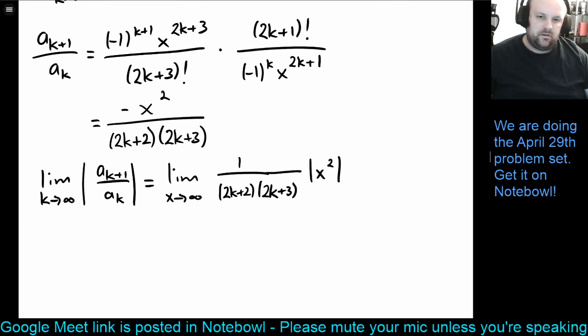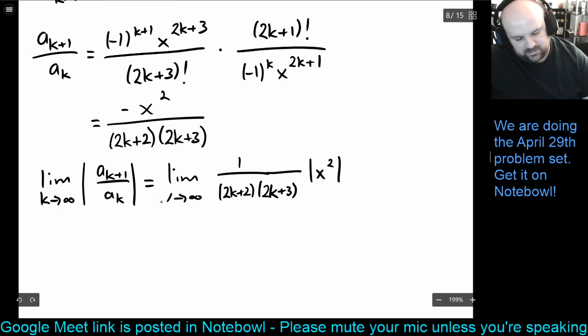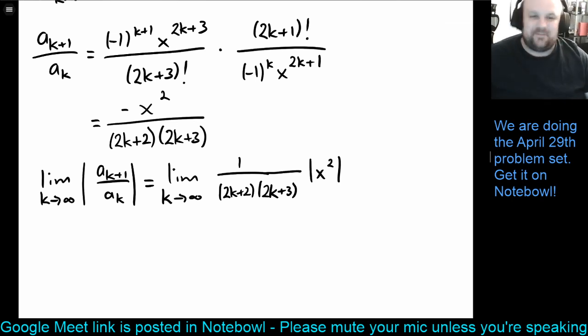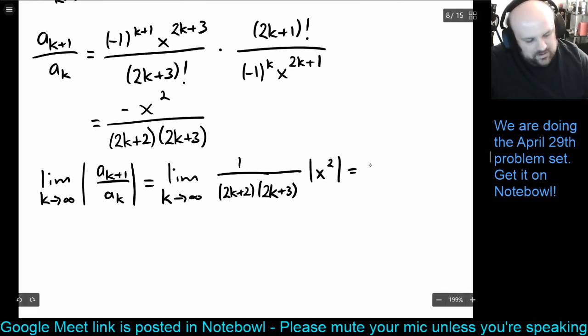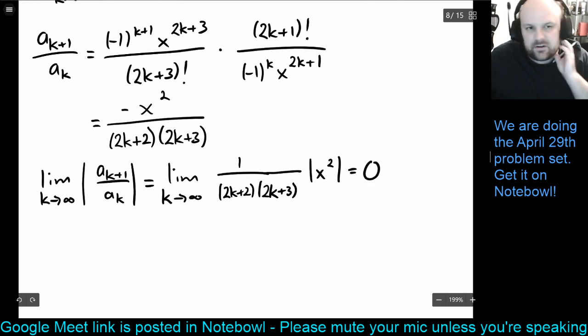Should it be the limit as k goes to infinity? Yeah, it absolutely should. I didn't even notice that one. So would it be 0? So we get a limit of 0 here.